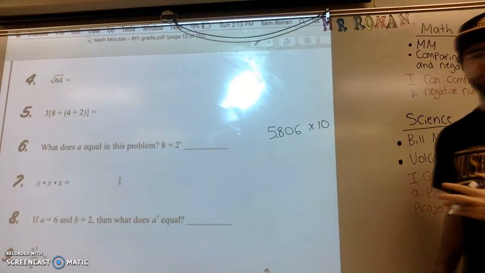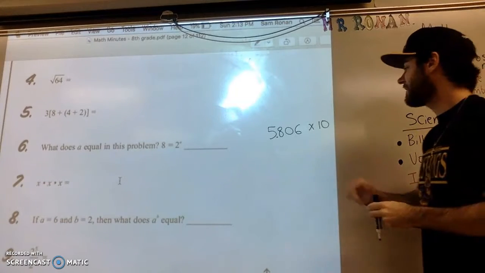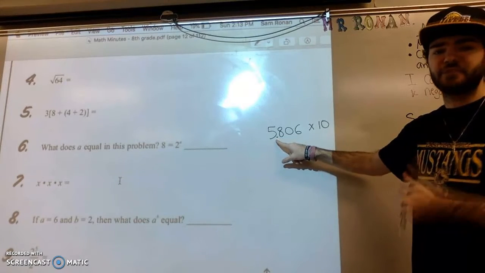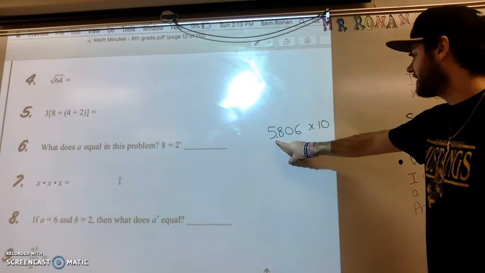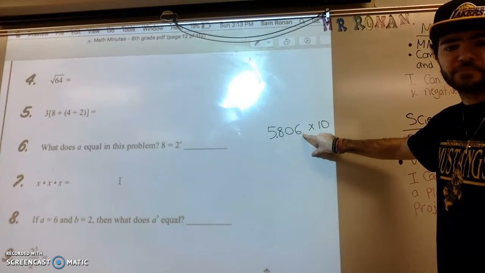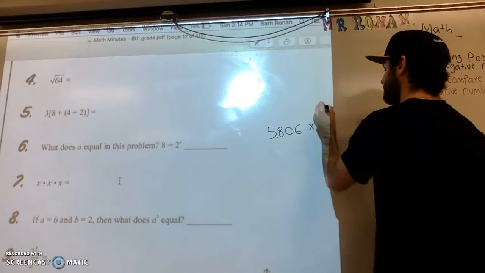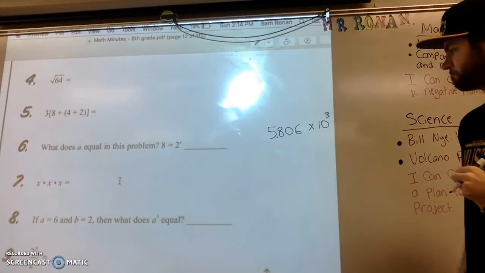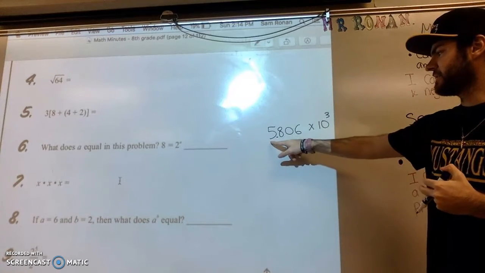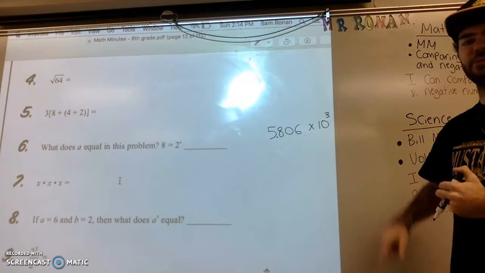And then the next thing we need to do, scientific notation, multiplying by 10, we need to figure out how many places to the right this decimal has to move so that it becomes 5,806 after we multiply it by 10. So if I count, I know that decimal's got to go 1 place, 2 places, 3 places to the right. So that means I'm going to have an exponent of 3. So 5,806 in scientific notation is 5.806, or 5 and 806 thousandths, times 10 to the 3rd power.